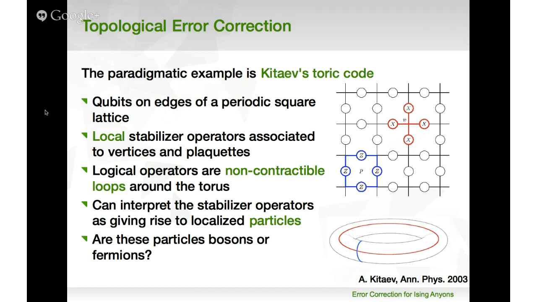When I say interpret the stabilizer operators as giving rise to localized particles, what I mean is if the stabilizers are +1, there's no particle there, and if it's -1, then we say that there's a particle there, and I'll be a little more explicit about it on the next slide. These particles are neither bosons nor fermions. They're examples of anyons, as I'll show in a moment.